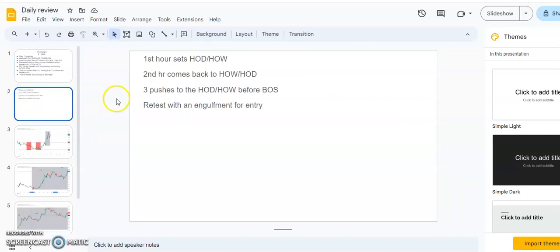So actually today's setup gave me a perfect setup. It followed my process to the core, but I don't take trades on Monday. I let it build up so that I can have at least a setup that I am very confident scaling in and risking a chunk of money that I have. So this is my process. The first hour sets the high of the day, which coincides with the high of the week.